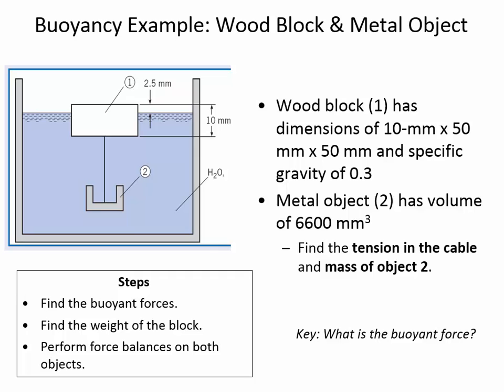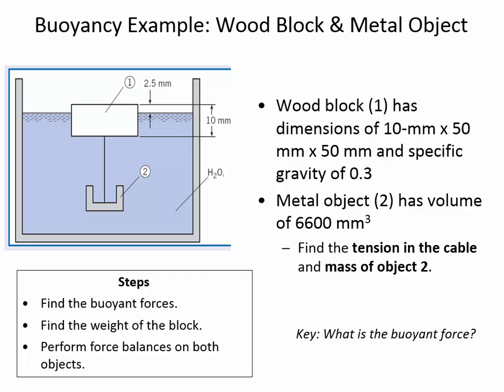Now the buoyant force acting on object 2 is going to be, as you might expect, the volume displaced by object 2 multiplied by the unit weight of the liquid that it's displacing. We're told that object 2 has a volume of 6,600 cubic millimeters. And so that will be 6,600 cubic millimeters divided by 10 to the 9th cubic millimeters per cubic meter.